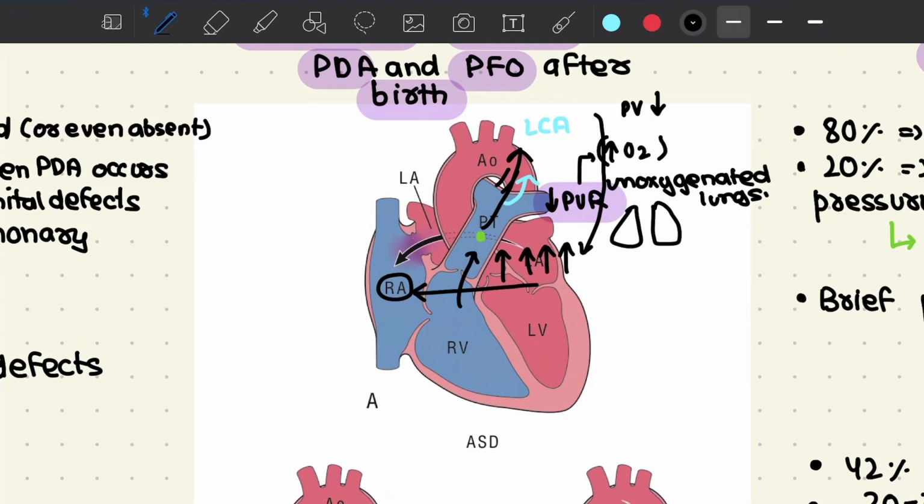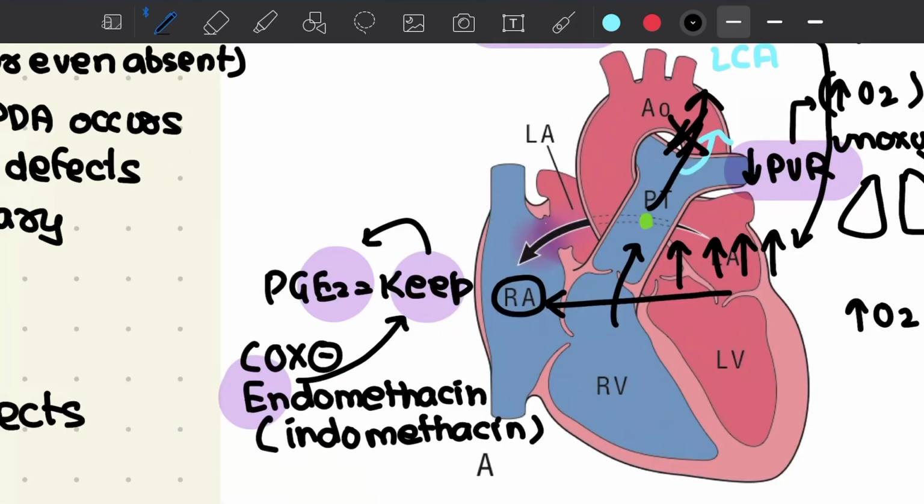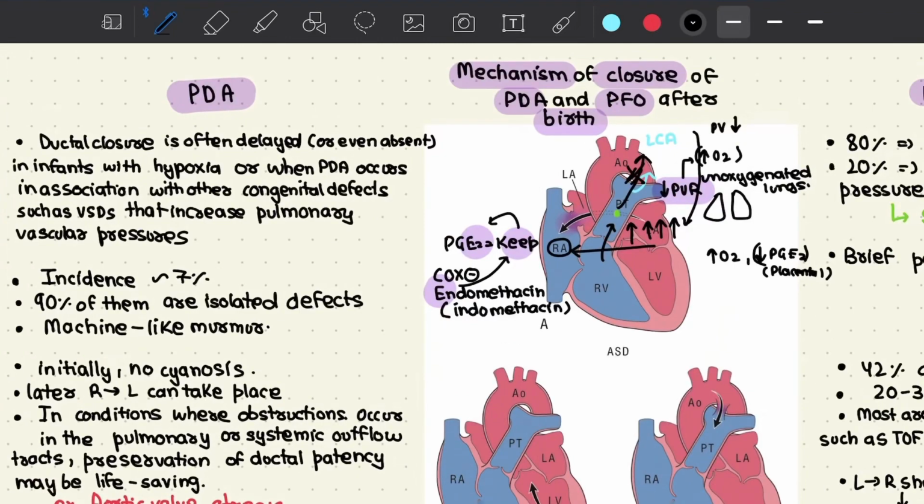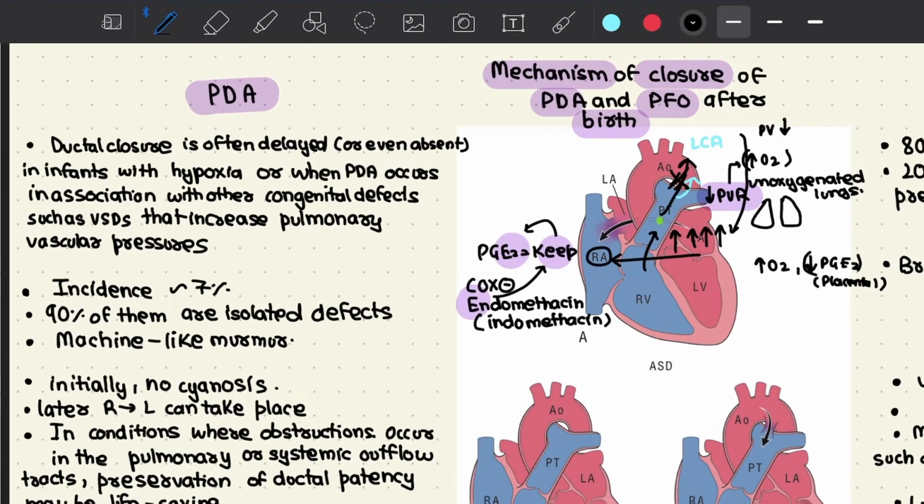An increase in concentration of oxygen and a decrease in concentration of prostaglandin E2 as a result of the placental separation will lead to closure of the ductus arteriosus. PGE2 keeps the patent ductus arteriosus open while indomethacin closes it. Now let's discuss the patent ductus arteriosus.